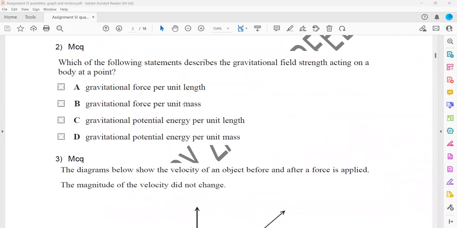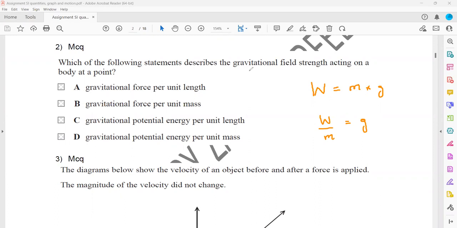Then in question 2, which of the following statements describes the gravitational field strength acting on a body at a point? So what is the gravitational field strength? What is the value for gravity? The gravitational field strength is basically like we have the formula weight W is equal to mg. Weight is mass multiplied by gravity. So weight divided by mass is equal to gravity. So weight is there in Newton.